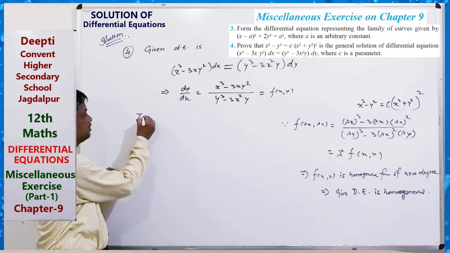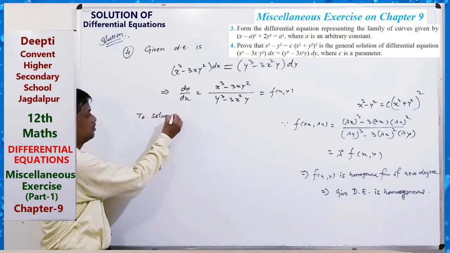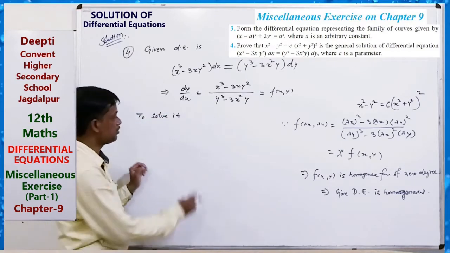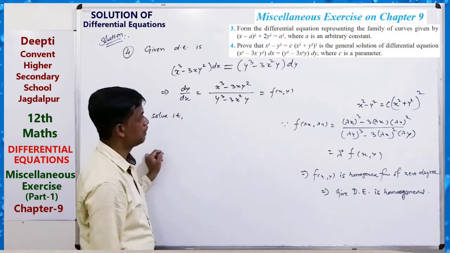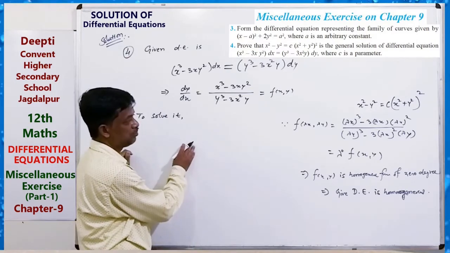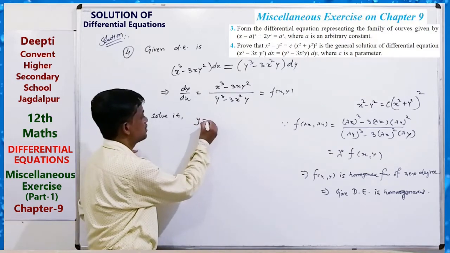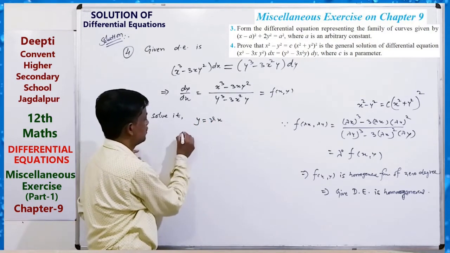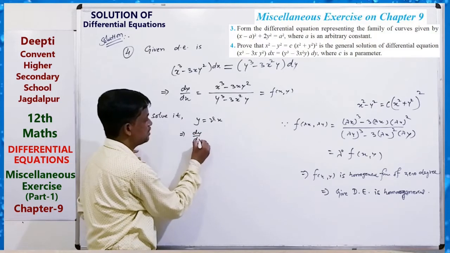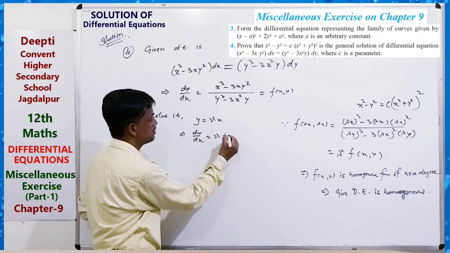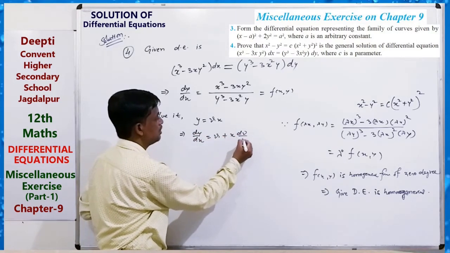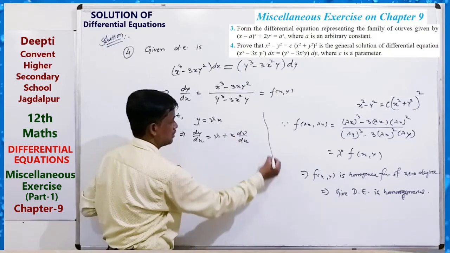To solve it, we have to put what? y equals vx. So dy by dx, differentiate it, what? v plus x dv by dx.